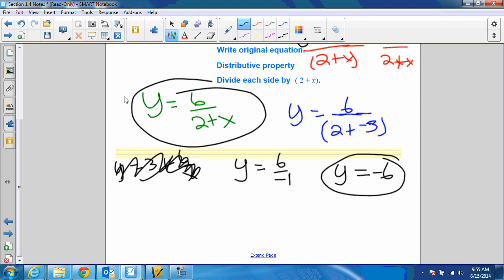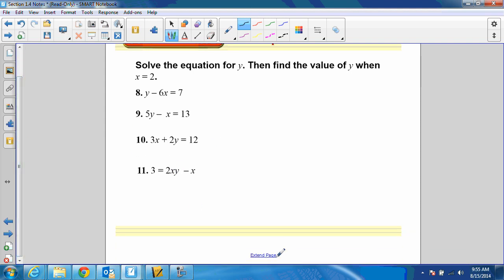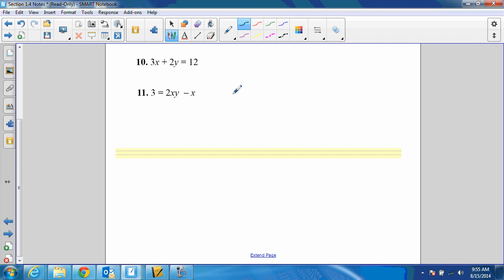Questions on that? All right, let's go. All these I'll let you solve on your own. Just make sure you do a good job of getting y by itself. Actually, this one, number 11, we'll go through together, and I'll let you solve the other ones on your own.